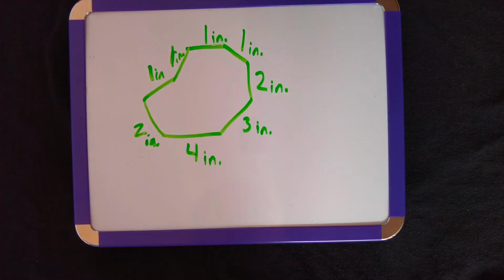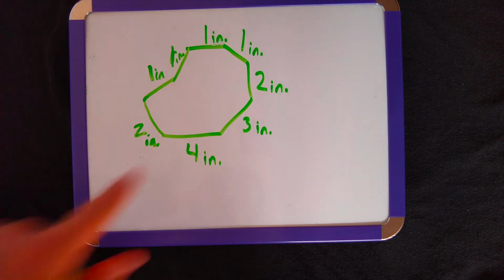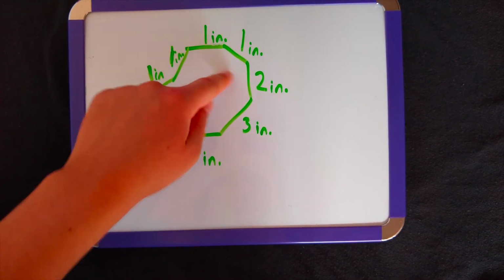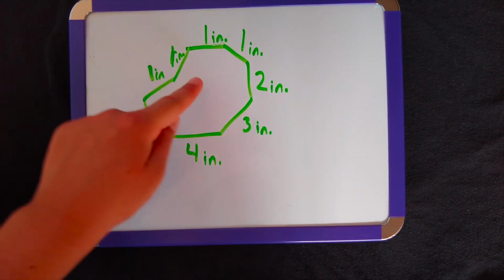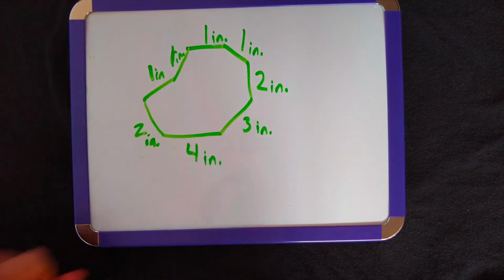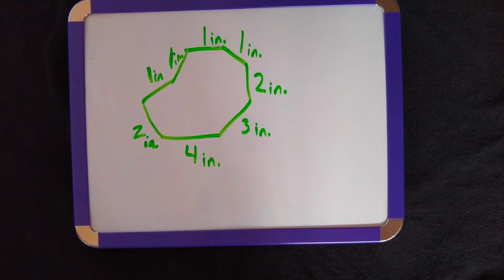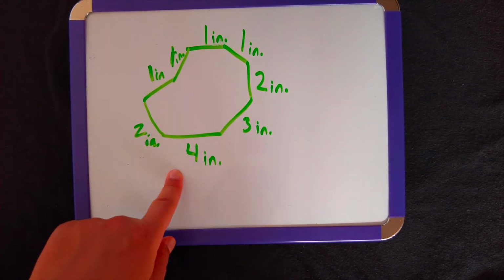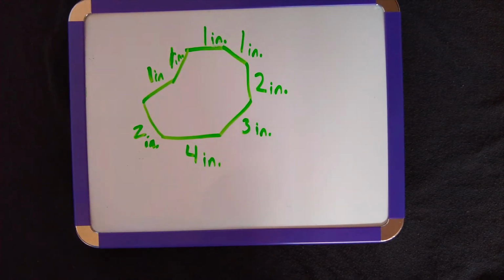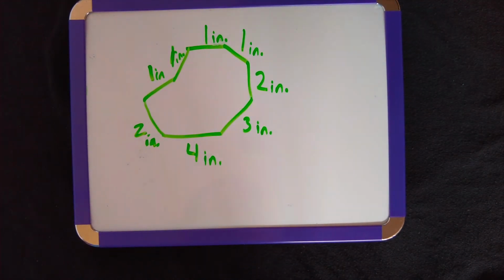Let's take a look at an example with even more sides. Here we have a shape with 8 sides. Let's count the sides together. 1, 2, 3, 4, 5, 6, 7, 8. A polygon with 8 sides is called an octagon. Now, the lengths of the sides of this octagon are different, and so it's an irregular octagon.